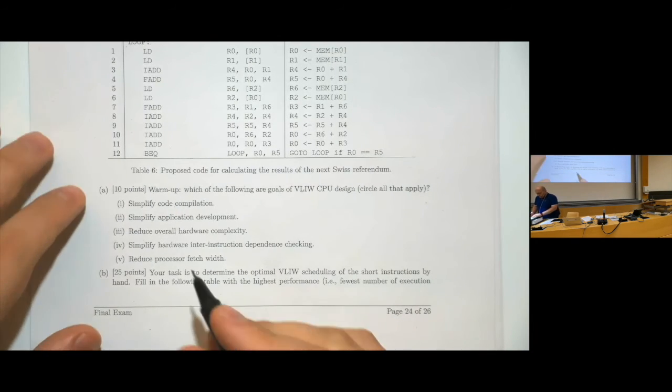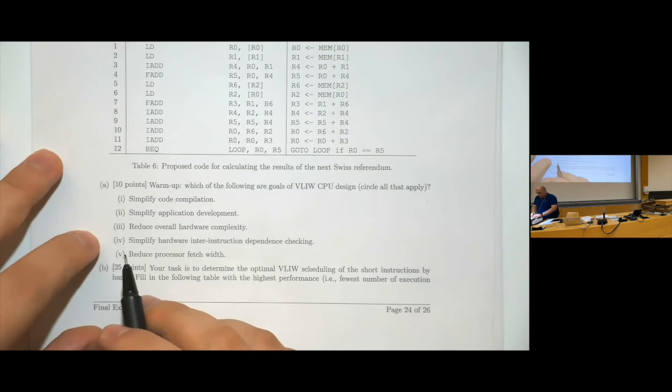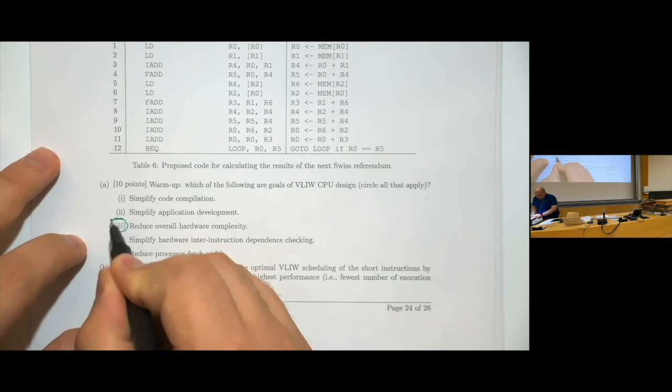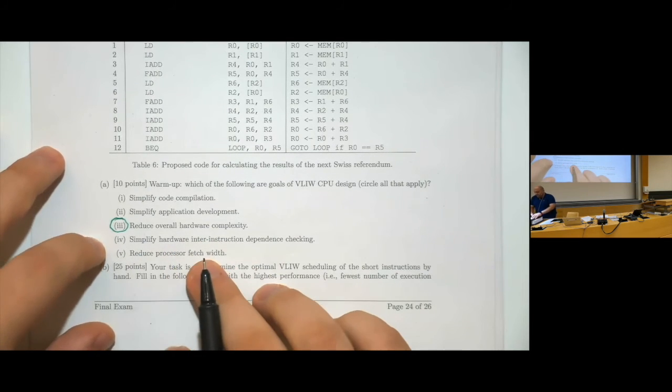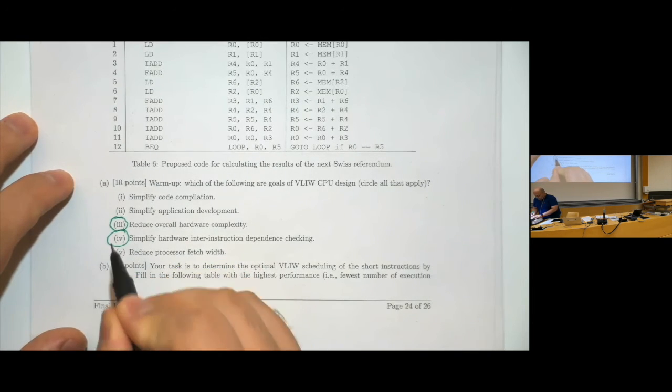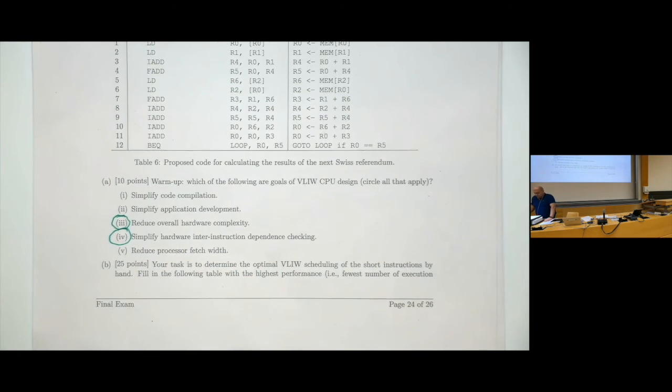However, and this should be very, very clear from what we've just read, it does reduce overall hardware complexity. So this one is correct. And it does so, actually, the fourth option here helps us. It simplifies hardware inter-instruction dependence checking. We don't need to check for these dependencies between different instructions. We just need to execute them as they were scheduled, right? So it also simplifies the hardware inter-instruction dependence checking.